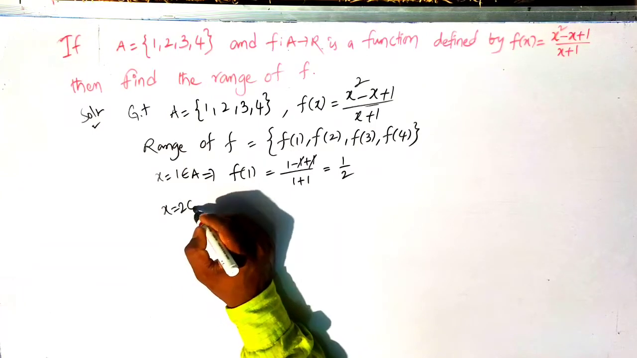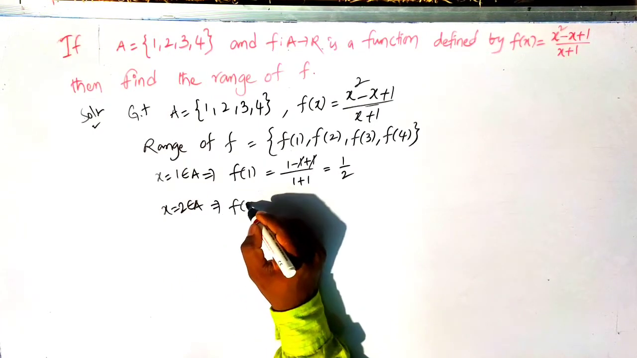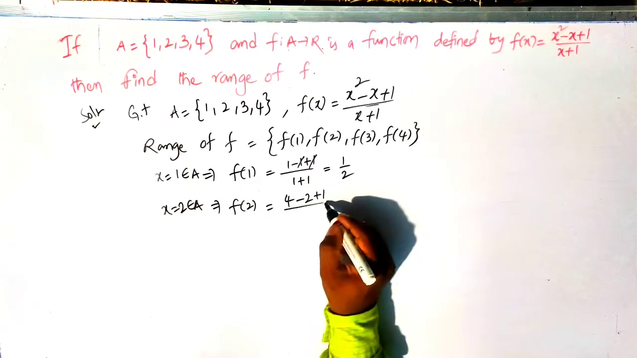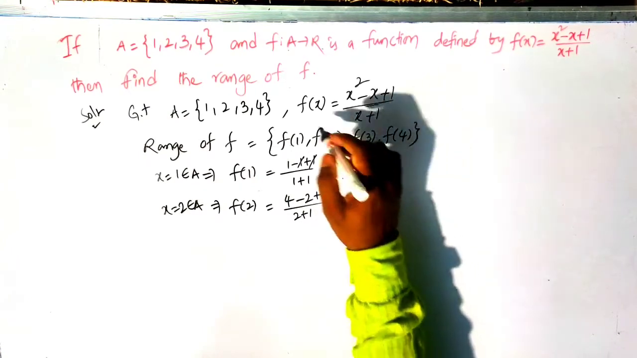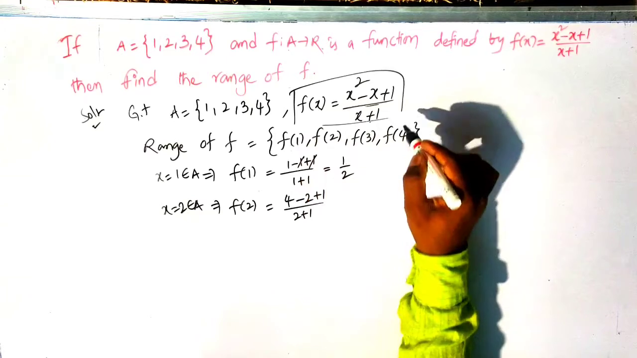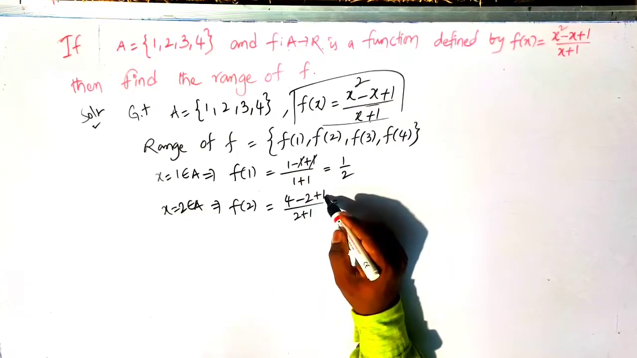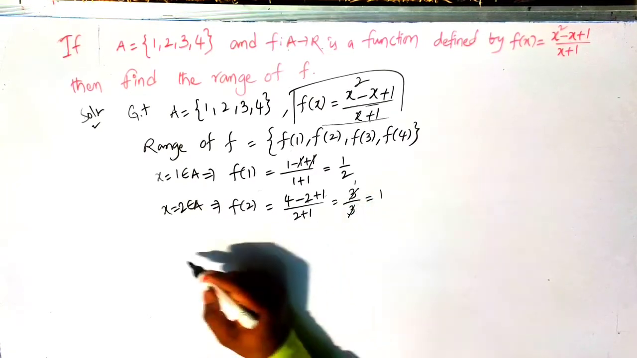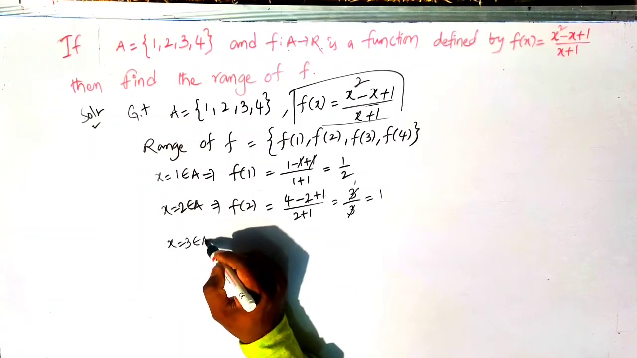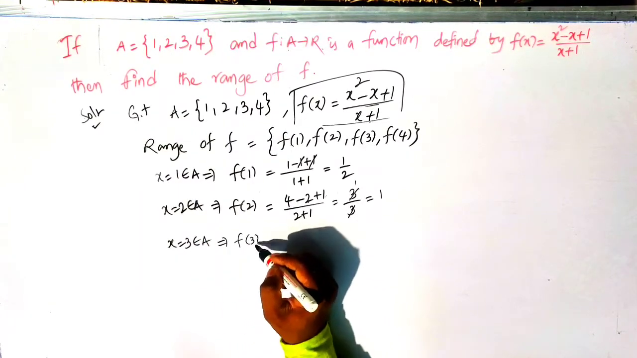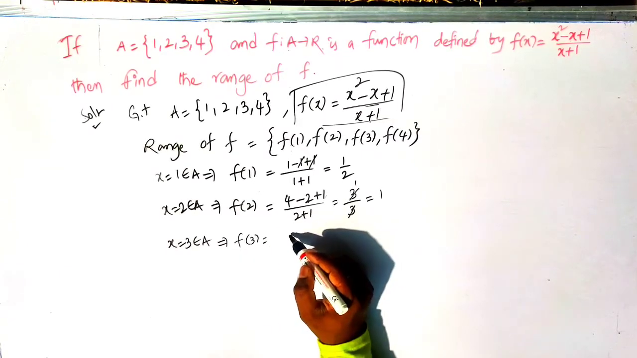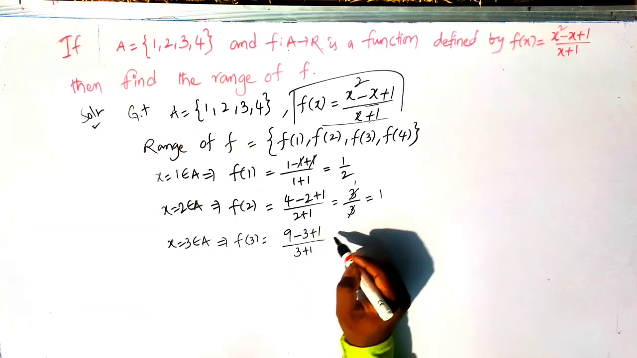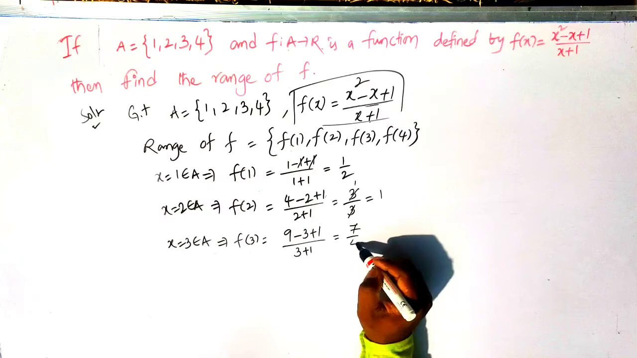x equals 2, that also belongs to A, that implies f of 2 is equal to (2 square, 4 minus 2 plus 1) by (2 plus 1). So we substitute here. So what we get here, 4 plus 1 is 5, 5 minus 2 is 3, by 2 plus 1 is 3. So we get here 1. So x equals 3, that also belongs to A, that implies f of 3 is equal to (3 square, 9 minus 3 plus 1) by (3 plus 1). So 10 minus 3 is 7, by 3 plus 1 is 4.